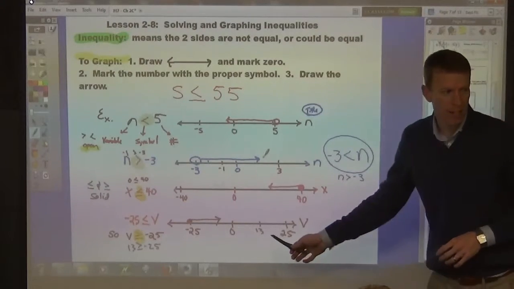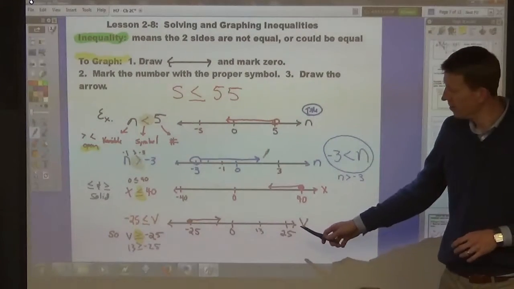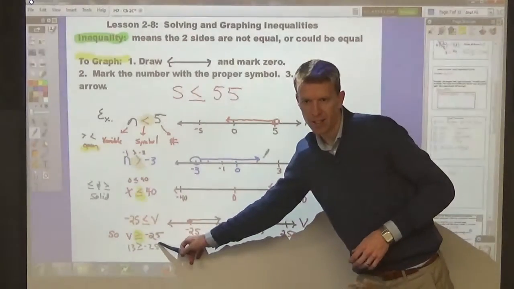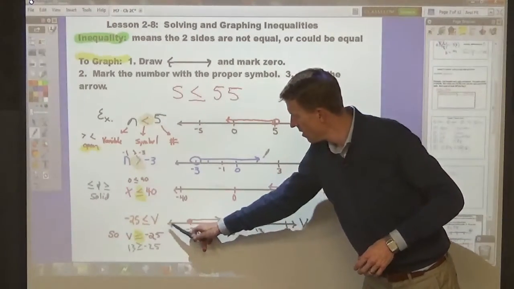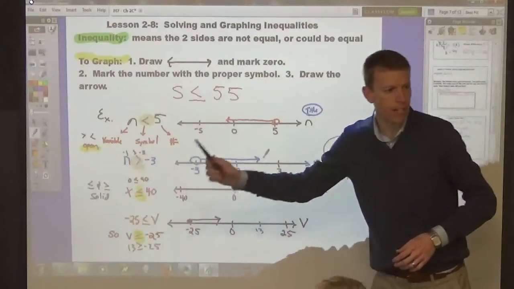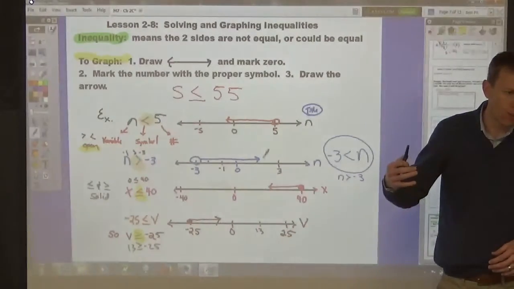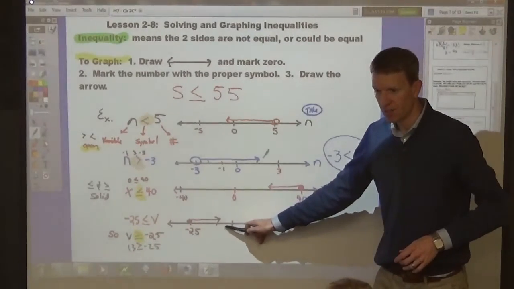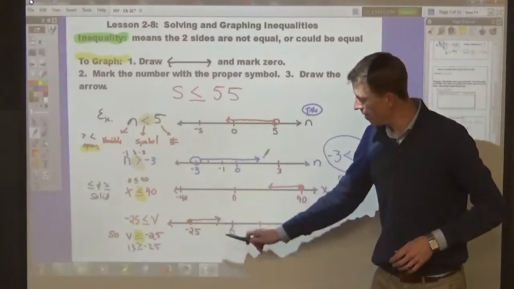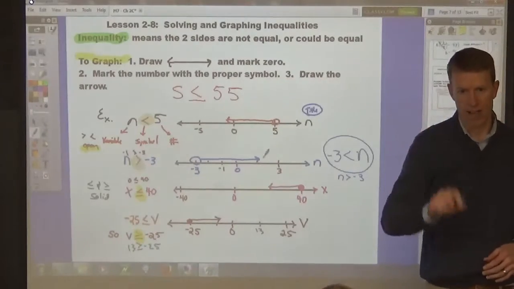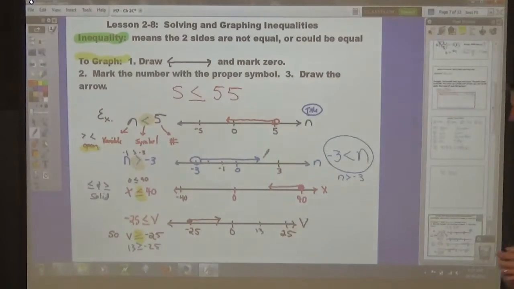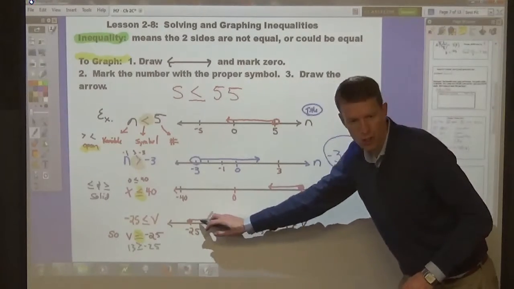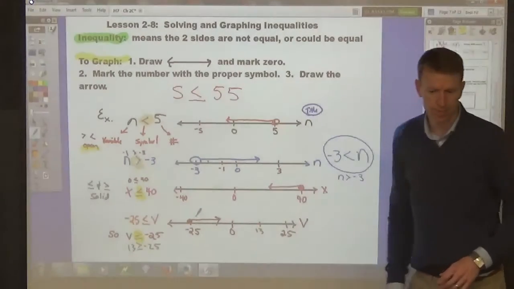V is greater than or equal to negative 25. So mark the number with a solid dot. And then, since we know that V is greater than or equal to negative 25, draw the arrow to the right of 25, and make sure you put an arrow on that shading line. This is called shading, but it's really just drawing that line to show where the solutions are.